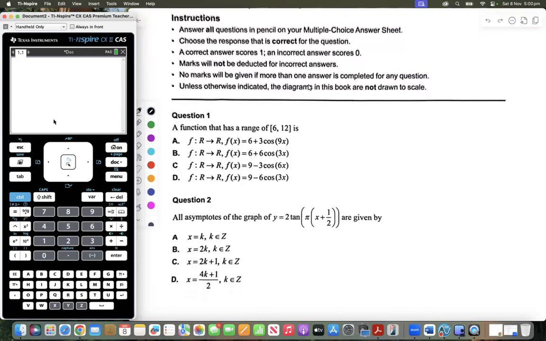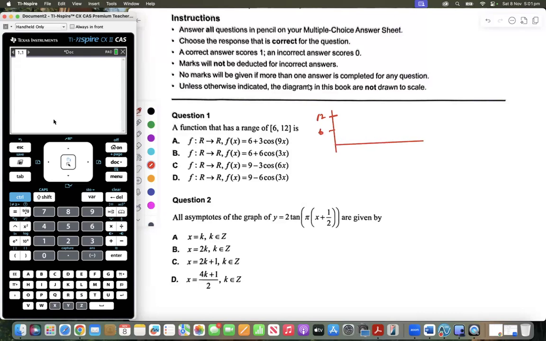Let's start with question one. A function that has a range of 6 to 12. I probably will not use a calculator for this question. So your range is from 6 to 12. So we talk about this line.